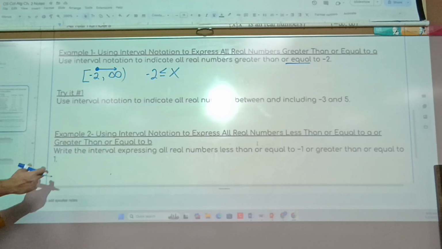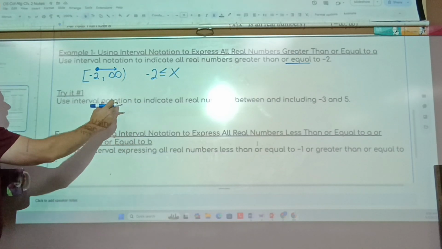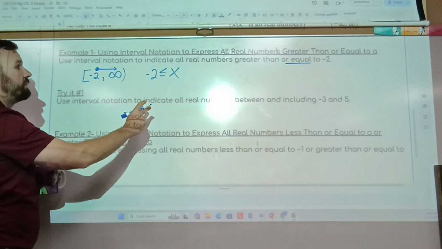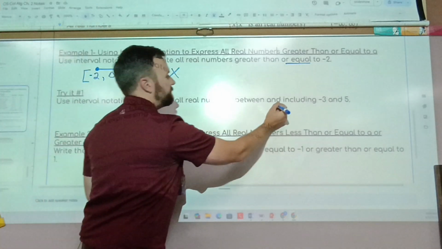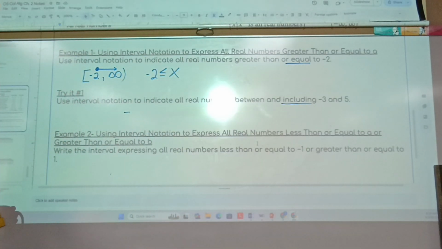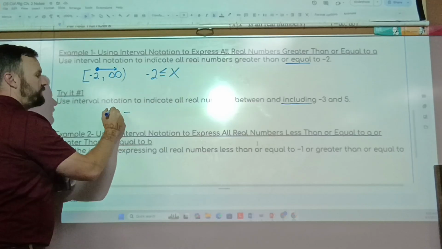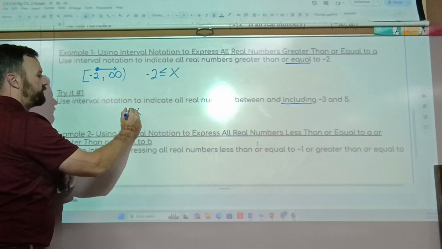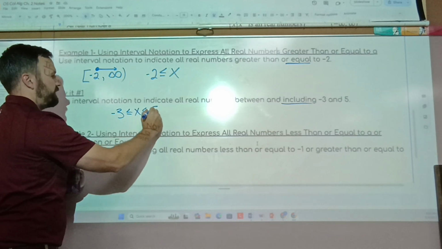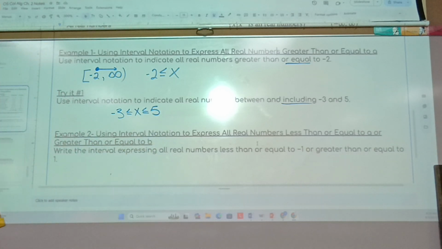All right, so we're going to do all real numbers between -3 and 5. Between and including. What does it mean to include it? It can equal it. So I would say x is greater than or equal to -3, and it's less than or equal to 5, right? That's how I would do it, the old school notation.